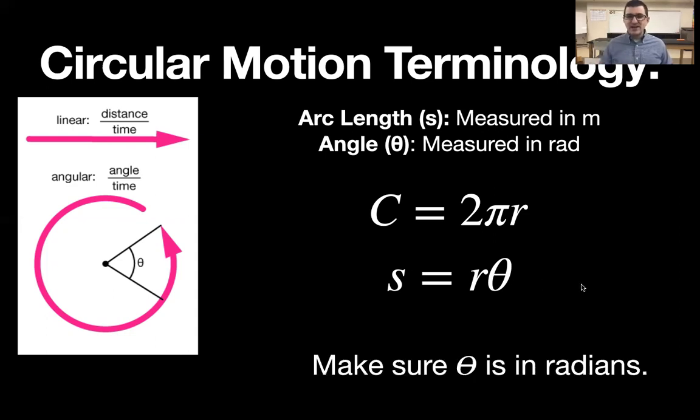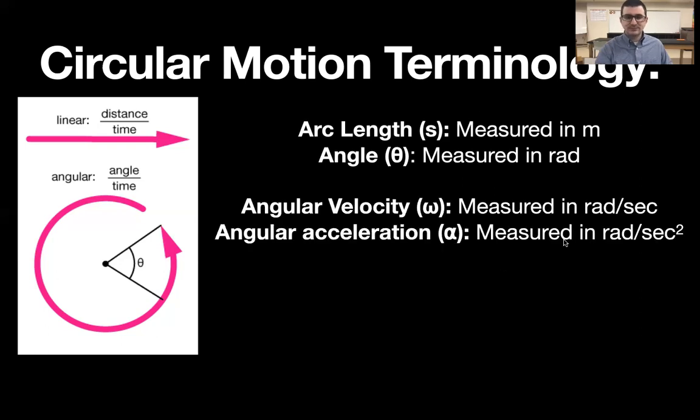And again, just make sure your theta is in radians, so you can actually get 2 pi r. If it were in degrees, the circumference would equal 360 times the radius. That's not how we are going to be doing this chapter.